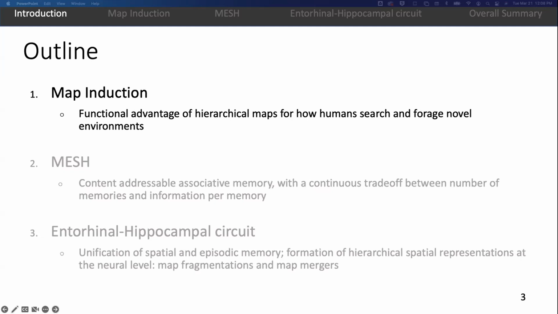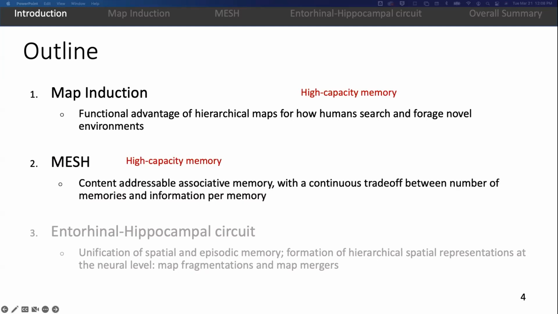In the first part, I'm going to talk about exploration, and we are going to explore whether there's any functional advantage for having hierarchical maps. And we'll learn from this part that there are two key components that are necessary. One, high capacity. If we are to learn multiple spatial maps, we need to store them. And so in the second part of my talk, I'll present a neural model that has a high capacity memory and has a gradual decay in terms of the information that you can recover per memory as you increase the number of memories that you're storing.